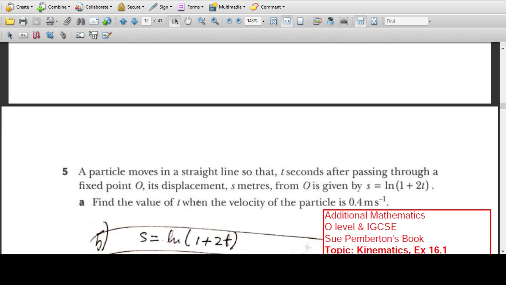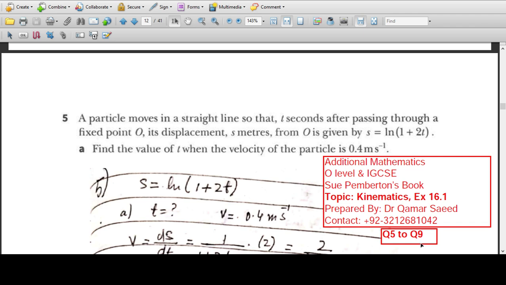In the next session, we will discuss questions number 5 to 9.